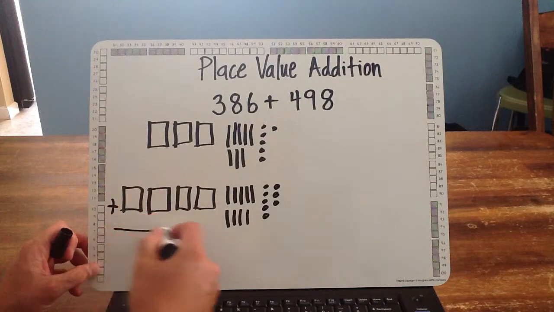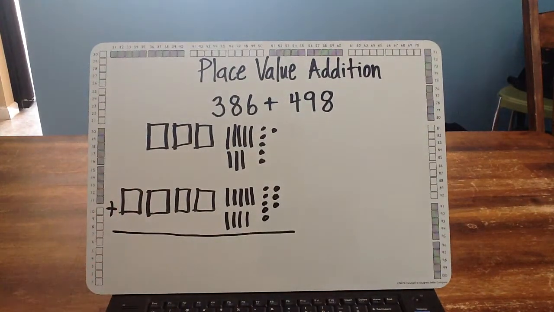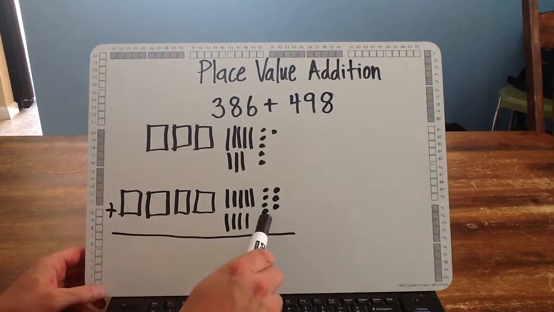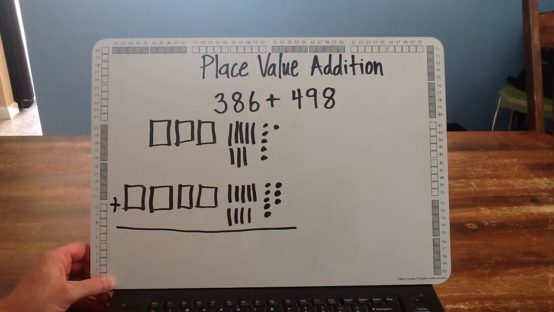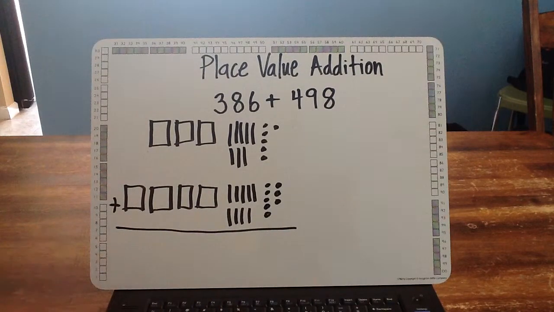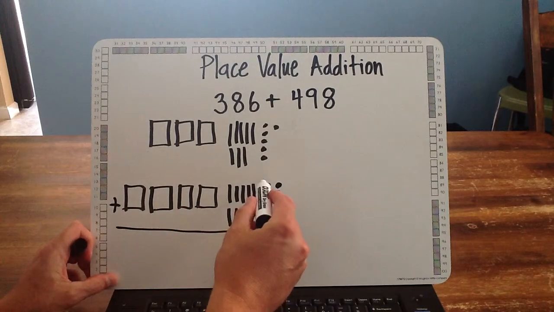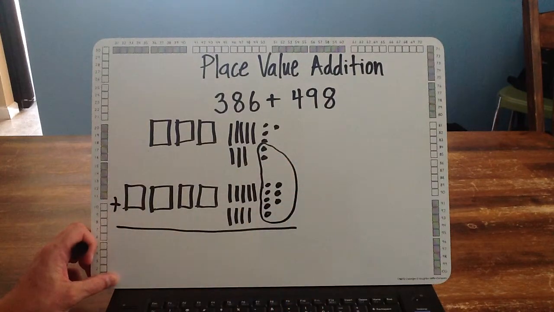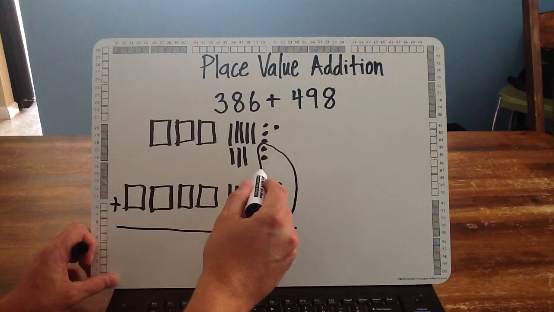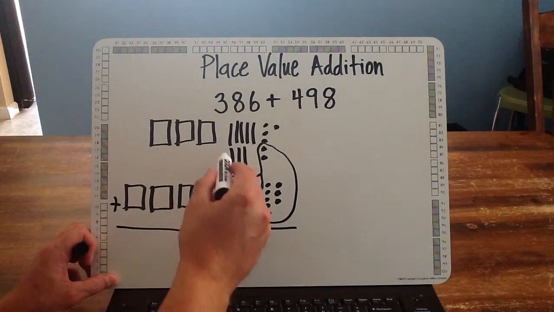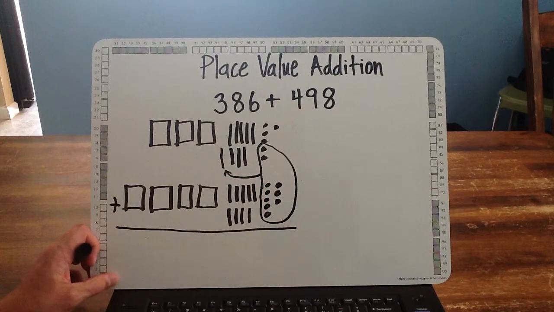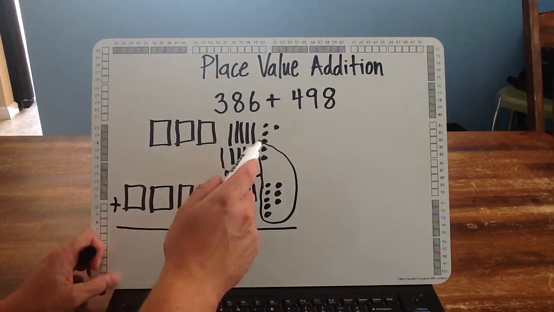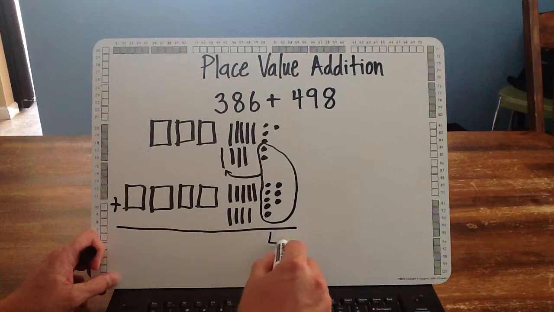I'm going to look in the ones place. And again, I'm trying to see if I have a group of 10. So here I have 8 ones. I'm going to use that 8 ones to try and find another group of 10. So I have 8 and then 2 more from the 6 ones. That gives me a group of 10. So I'm going to bring this group of 10 over to the tens place and just add it to that group of 10. Now I have 4 ones left over, and that goes into the ones place.